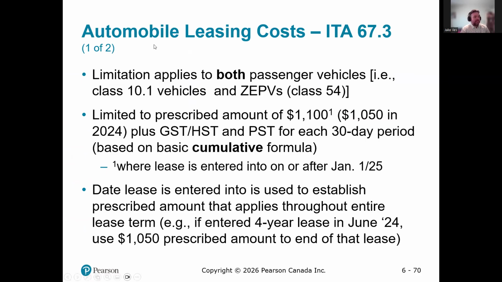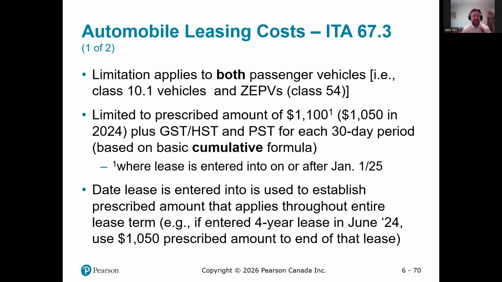So automobile leasing costs, this applies to both types of vehicles, 10.1 and Class 54. We're limited to a prescribed lease rate of $1,100 per month. So this is if the lease is entered into within 2025. The prescribed rate changes from year to year. Last year it was 1,050 in 2024. So if you lease the vehicle in 2024, you're locked in to 1,050 being your maximum deduction for the entire length of the lease. A couple years ago, it was only $900.